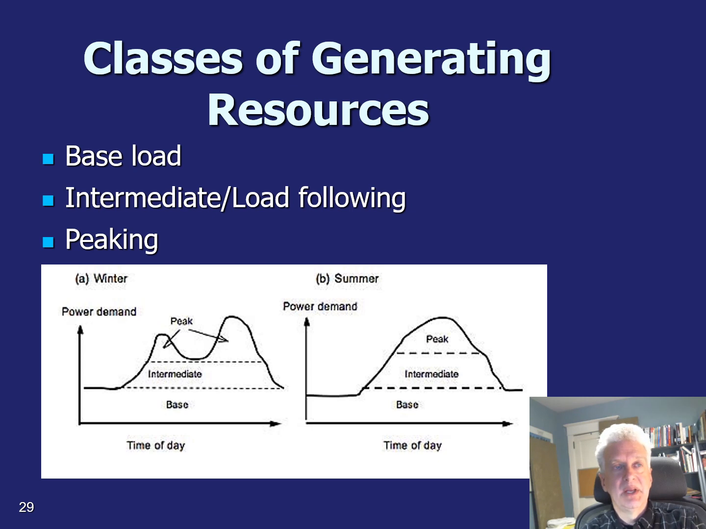So there are intermediate or what are called load following sources, and then peaking energy sources that take care of just the little tiny tips. So you might have 2 peaks on a winter time schedule, maybe only 1 peak on summer where there's say air conditioning load. Whereas in the winter, the solar gain during the day reduces your heating load when the sun is shining in your window.